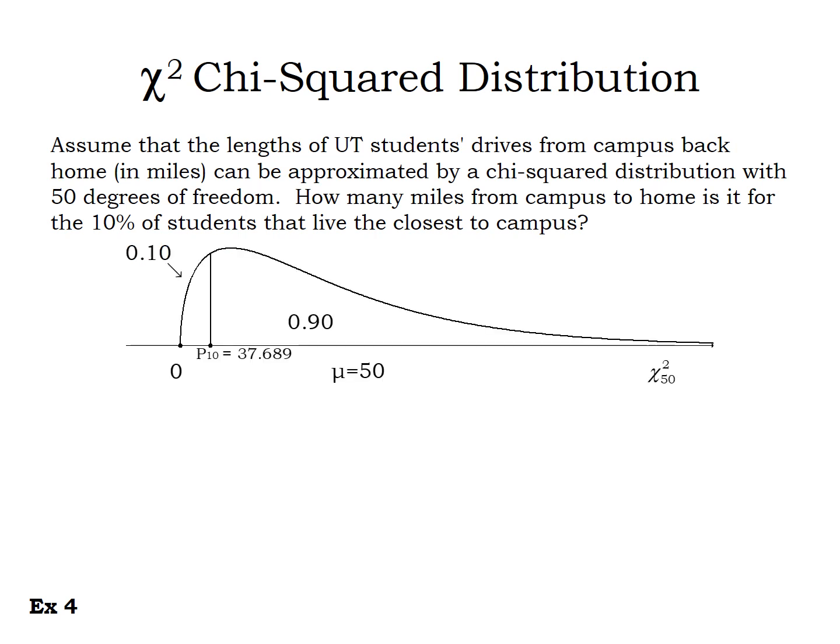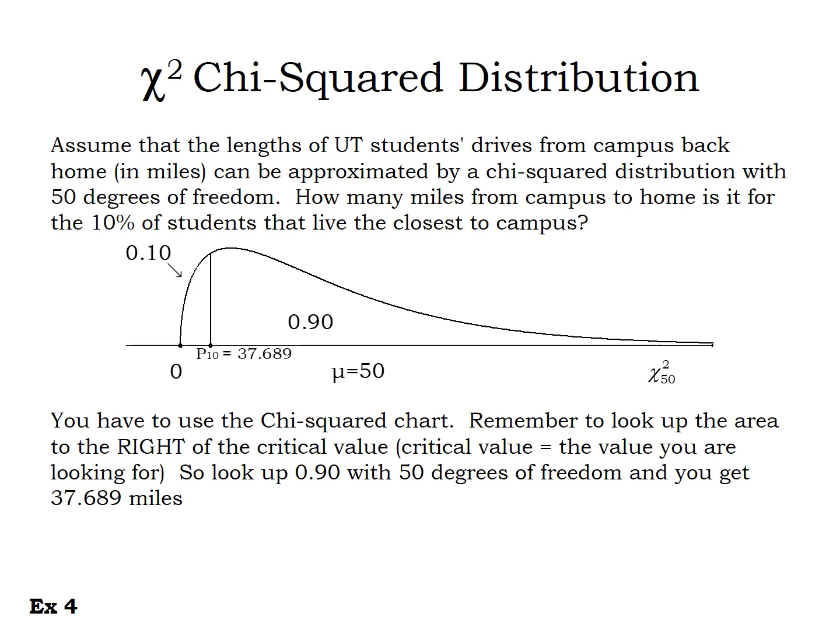And so the first thing I'm going to do is draw myself a chi-square graph. Again, from 0 to infinity, the mean is 50 because we have 50 degrees of freedom. We're looking for the 10th percentile, separating the shortest 10% from the longest 90% of drives. Now, as you can see from the graph here, I'm claiming that that 10th percentile is going to be 37.689 miles. So how are we going to get that?